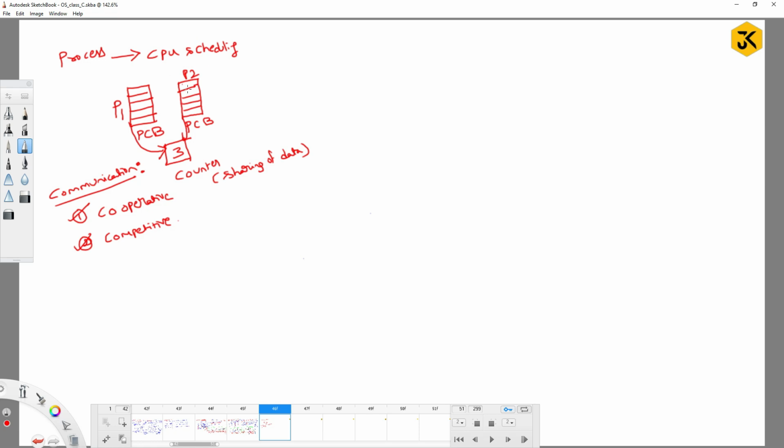If you take a simple example, first P1 completes its task, then the output produced by P1 will be used by P2. This is what I call cooperation. Or I may agree that P2 will complete first, then P1 will complete its task. We call that cooperative too.